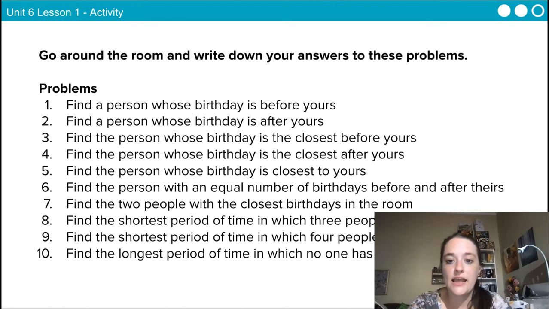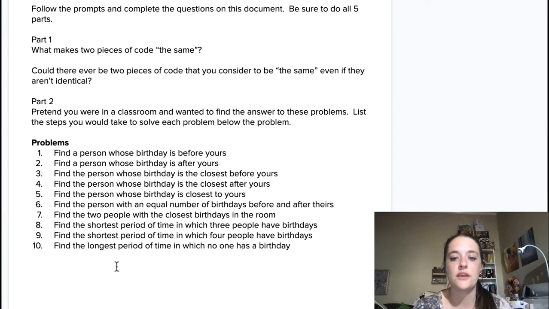Find a person whose birthday is before yours. So if my birthday is November 11, I would look for anybody whose birthday is from January 1 to November 10. Find a person whose birthday is after yours. I would look for somebody with a birthday from November 12 to December 31st. So I would literally go around and ask people, when is your birthday? A lot of these are about birthdays.